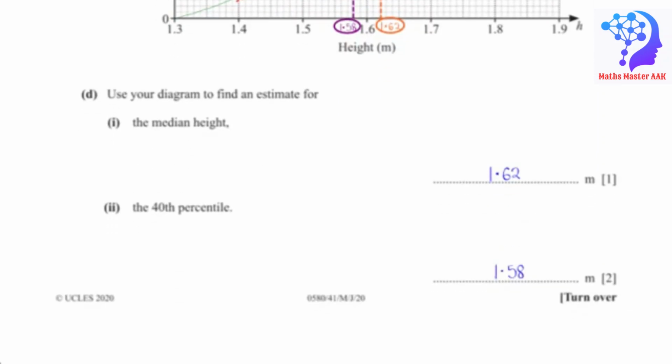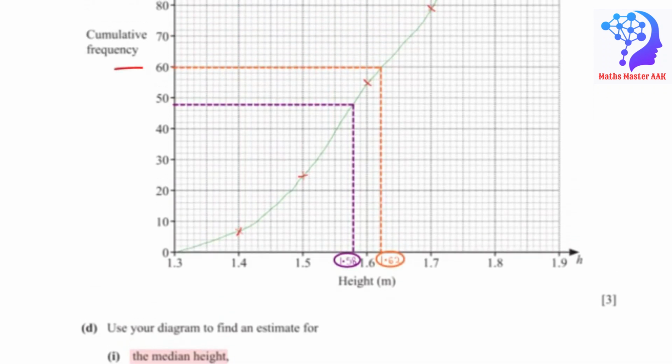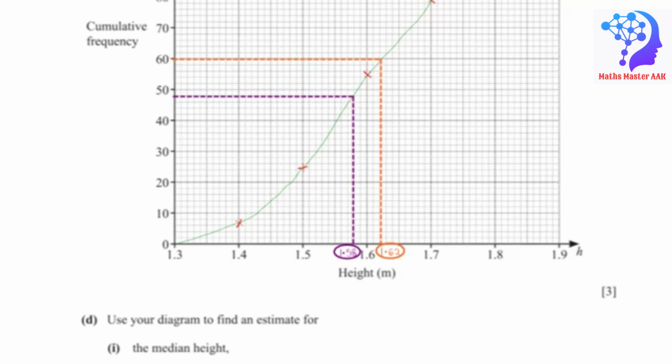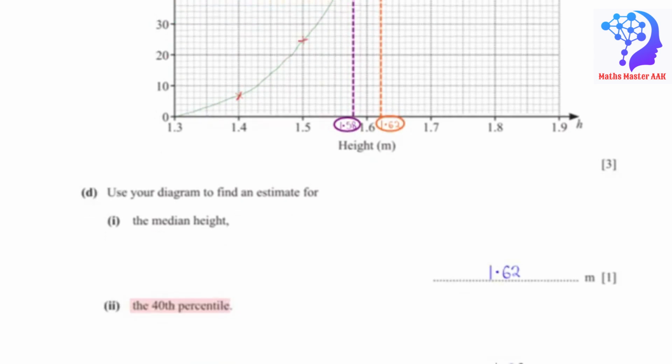Use your diagram to find an estimate for the median height. Half of 120 is 60, and so when we map 60 on the diagram, we have the median height as 1.62 meters. Use your diagram to find an estimate for the 40th percentile. 40% of 120 is 48. And when we map 48 on the diagram, we get the 40th percentile to be 1.58 meters.